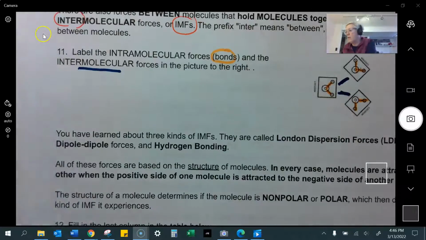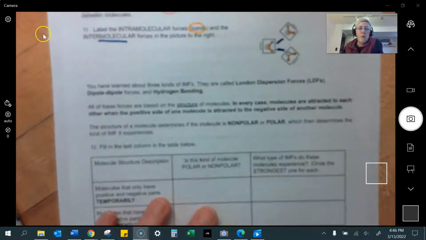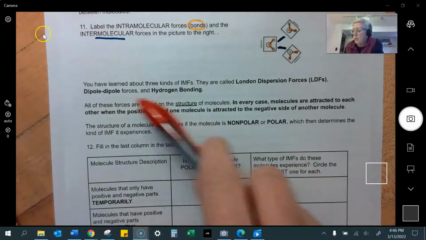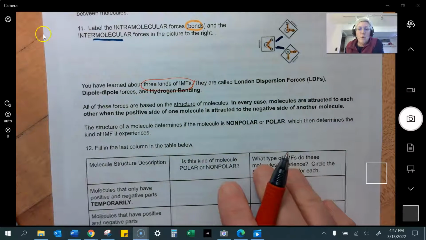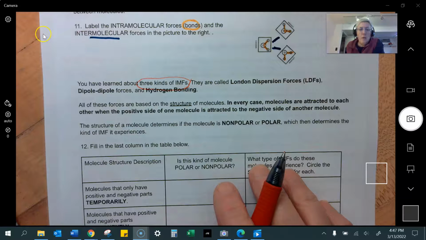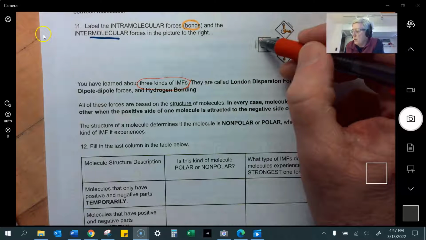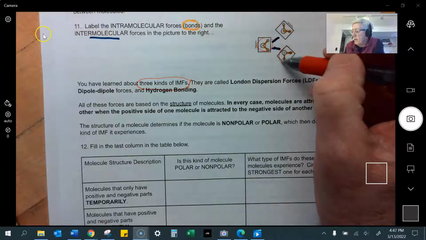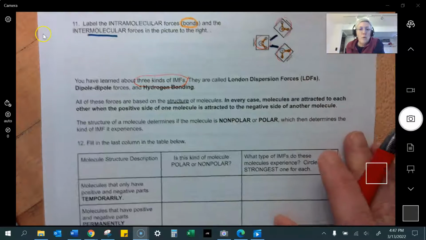All right, and you learned about 3 different kinds. London dispersion, dipole-dipole, and hydrogen bonding. 3 kinds of intermolecular forces. Okay, these are different than bonds. They're between molecules. That's a molecule. That's a molecule. That's a molecule. The forces are between the molecules.